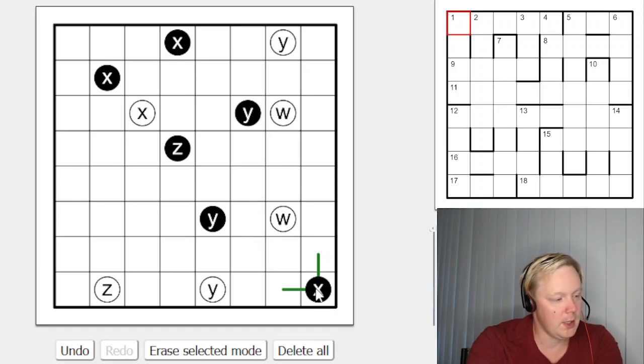Again, these black circles, if there's a limitation on one side, that means that vertically it can only go here. Horizontally, still two options, but vertically it has to go here.